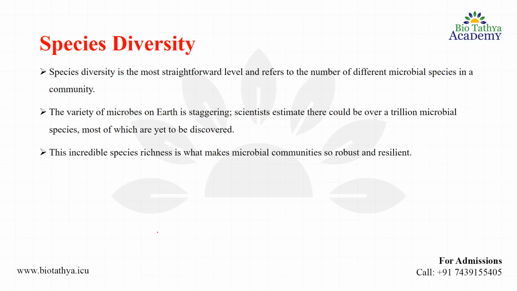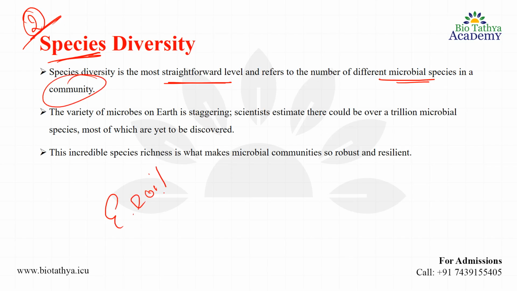Now, if we come to the second one, that is species diversity, what does species diversity mean? Species diversity is nothing but diversification from one species to another. That is basically species diversity. It is very straightforward, there is no complexity in between. It refers to the number of different microbial species in a particular community. Like for example, Escherichia coli, or B. subtilis, these species can differ. The variety of microbes on earth is staggering.